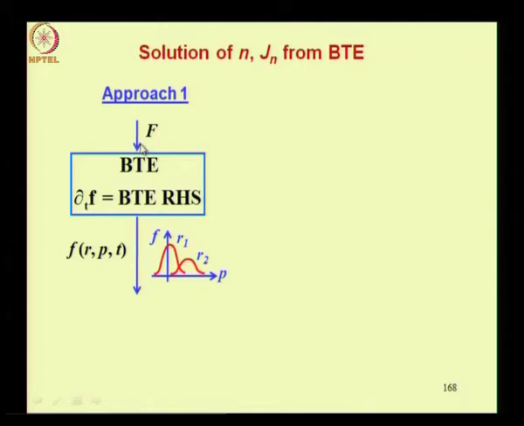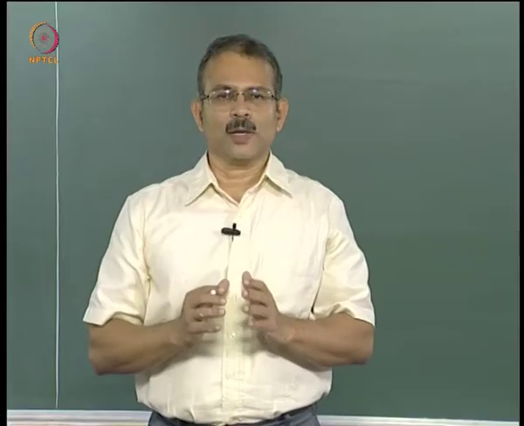The input to this equation is the force on an electron. This is obtained from solution of the Maxwell's equations. Output of the Boltzmann transport equation is the distribution function f(r, p, t). So in general this distribution function is a function of 7 variables: x, y, z, which is shown here by the symbol r, px, py, pz, which is shown here by the symbol p, and t. So this 7 variable function is rather difficult to solve for.